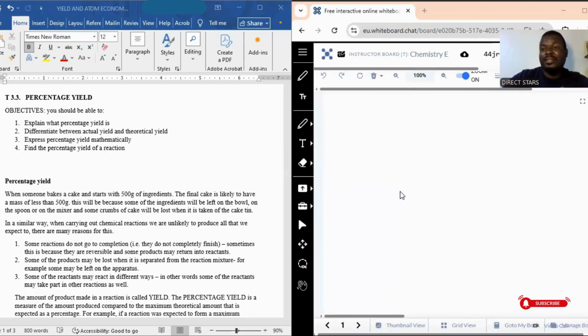What is the essence of looking for the percentage yield of a particular reaction? So today we'll be looking at explaining what percentage yield is all about, differentiating between actual yield and theoretical yield, and then expressing the percentage yield mathematically.